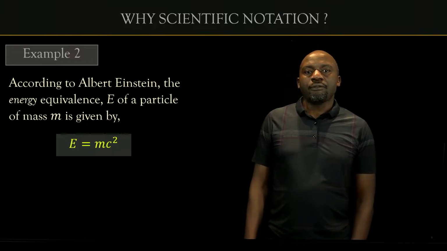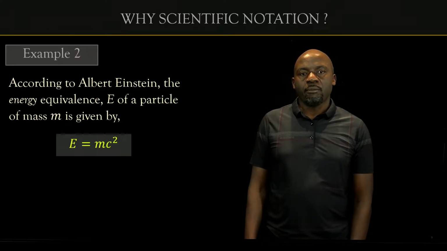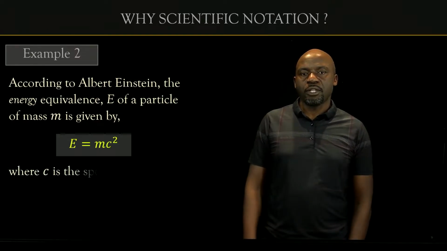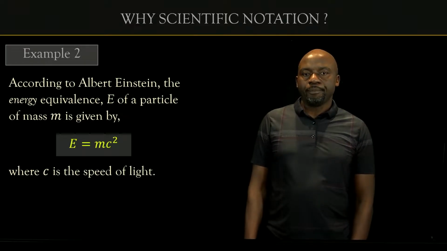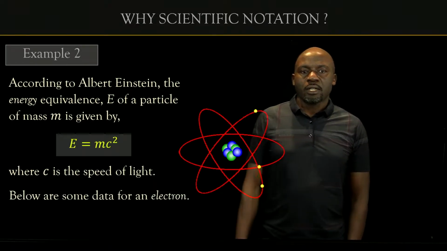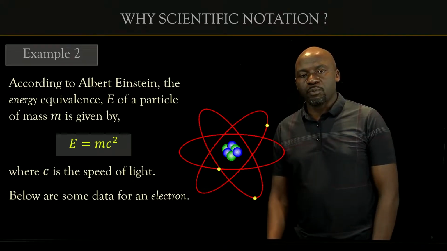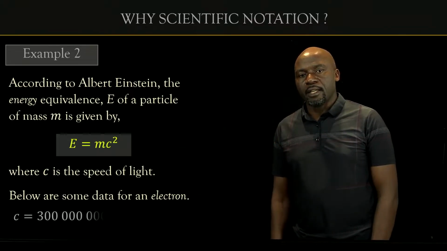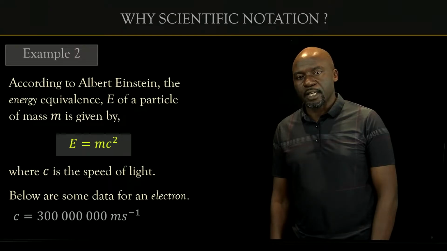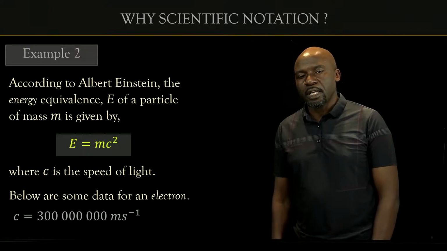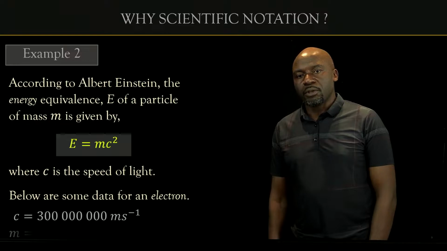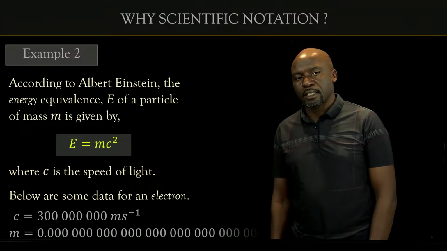So if this is the relationship between energy and mass, where c refers to the speed of light, below are some data for an electron. We are told, first of all, the speed of light is that. Those are 8 zeros. And we are also told that the mass of an electron is that.